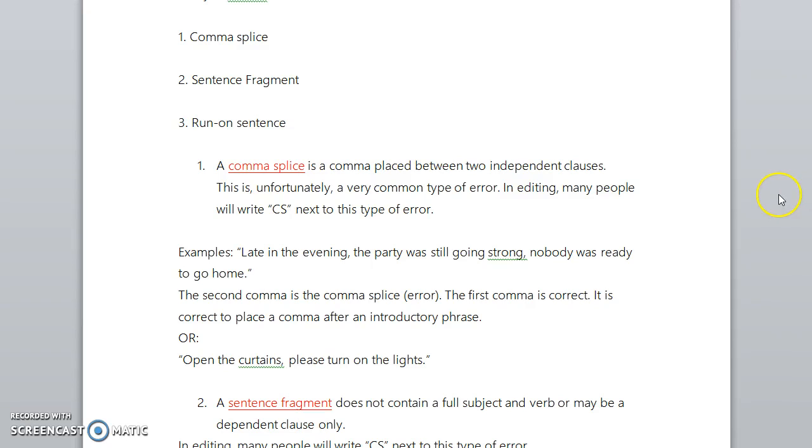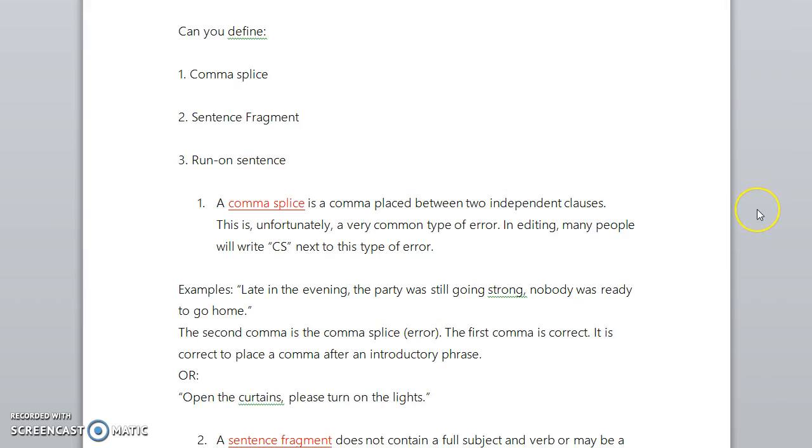Now that you understand clause structure and you understand correct punctuation use, it's time to look at some of the common errors that people make with punctuation. Three terms to define are comma splice, sentence fragments, and run-on sentence. These are all errors. A comma splice is a comma placed between two independent clauses.